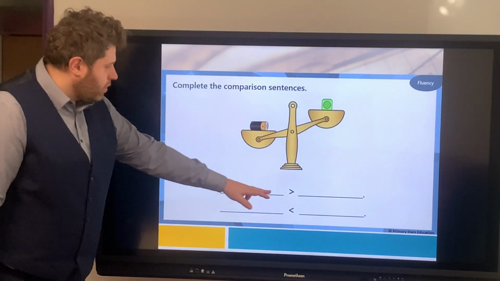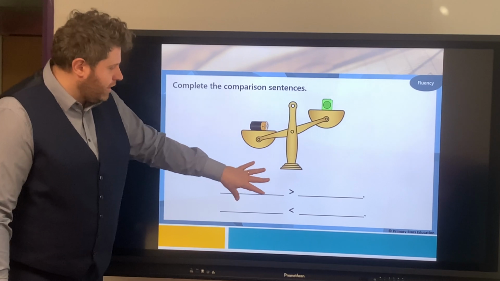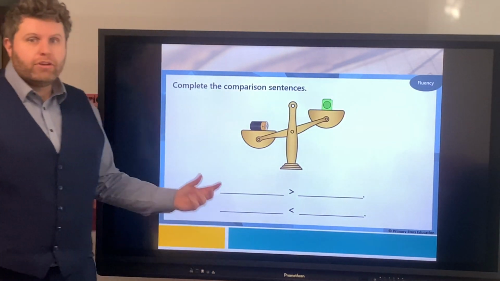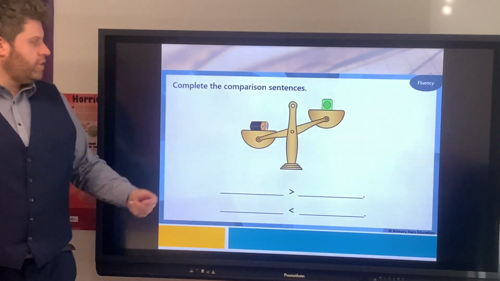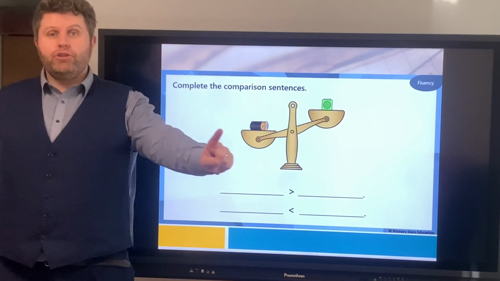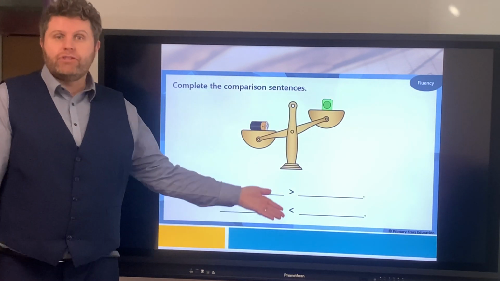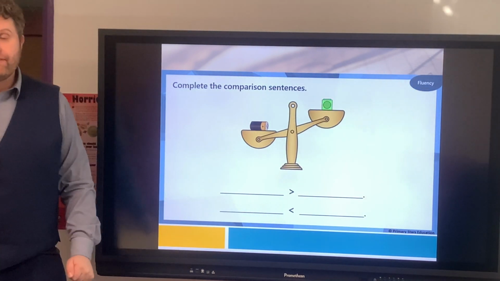Right, so we've got our crocodile eating here, so this is telling us that something is greater than something. So that'll start you off. Pause the video, have a look. We've got a battery and a cube. Read what the scale's telling you and put that into a sentence using the greater than or less than sign.